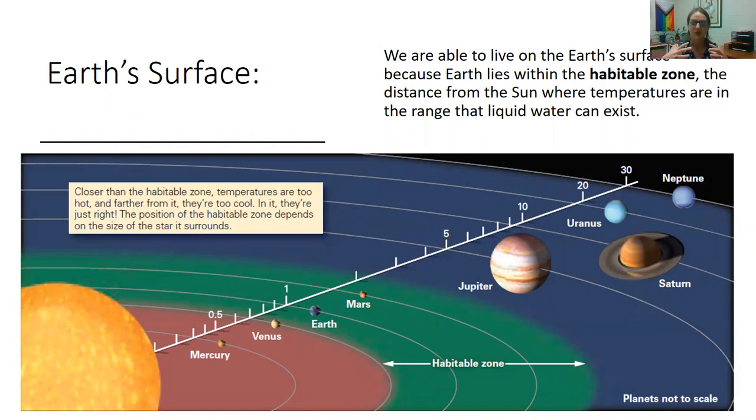right? That very thin zone within our solar system that is close enough to the sun to be not too hot, not too cold, right? The perfect temperature for life, the perfect temperature for us, where liquid water can exist. That's really important. Any closer, the water would vaporize. Any farther away, the water would turn to ice. So there's this habitable zone where the temperature is just right, that liquid water can exist. And that's why we are able to live here. So Earth's surface is in the habitable zone, the Goldilocks zone within our solar system.